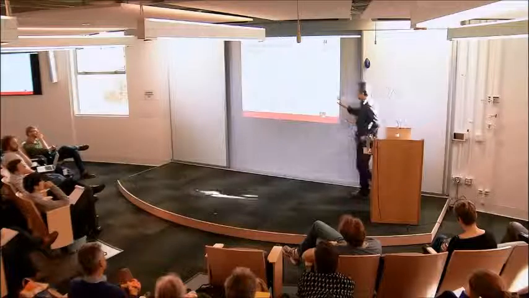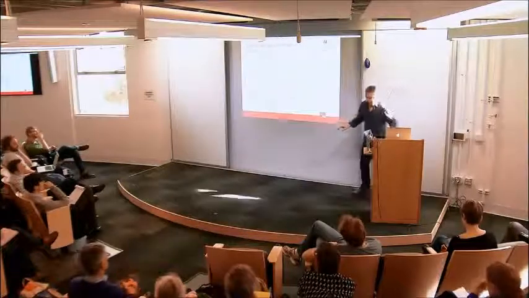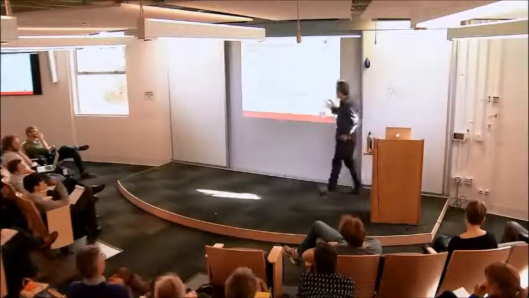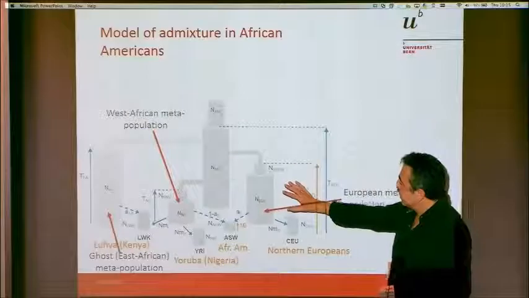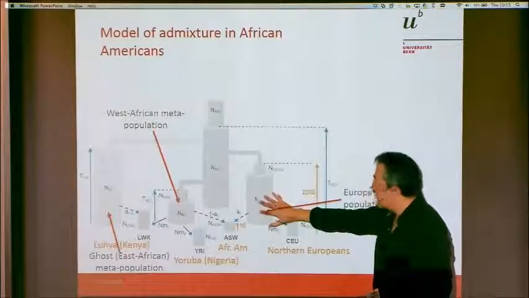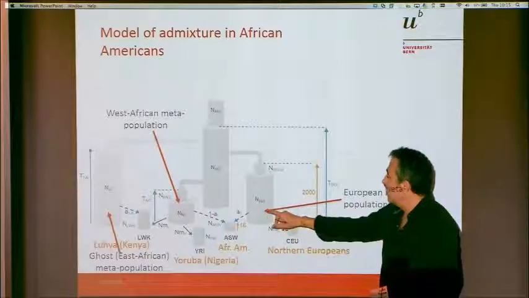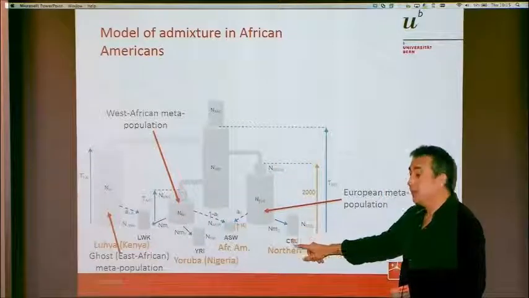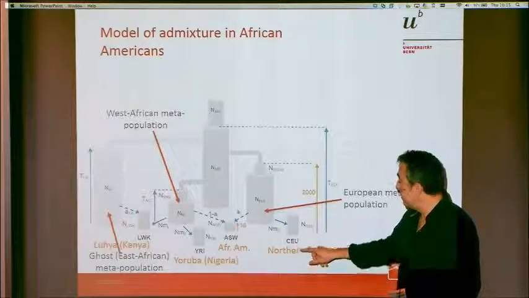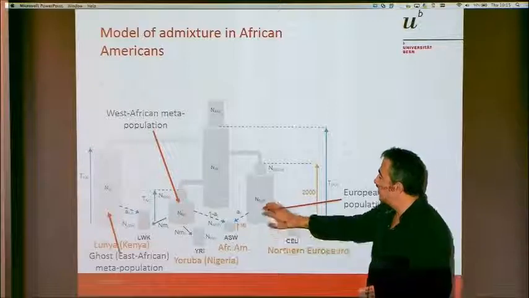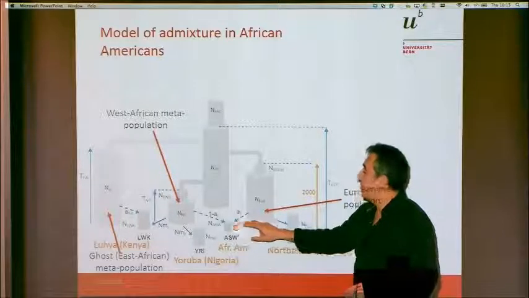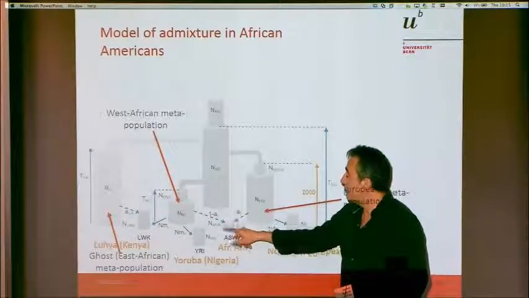So that's the scenario we consider. It looks a bit complicated, but it is not that much. We assume that we have some kind of European continent, and we have one island, this CEU sample from Northern Europe, that receives some migrants from this continent.